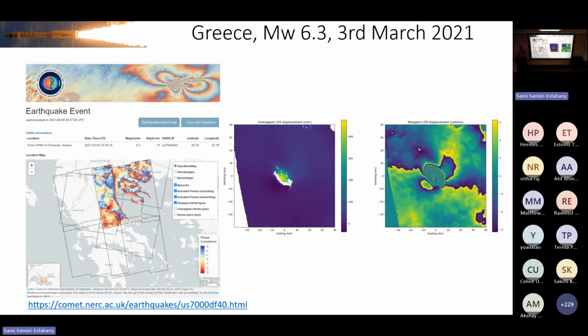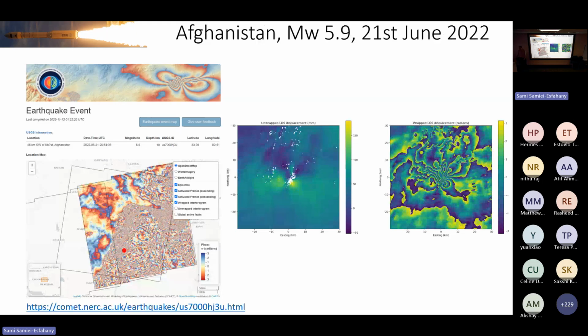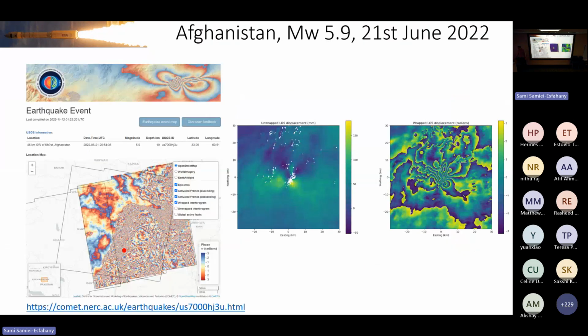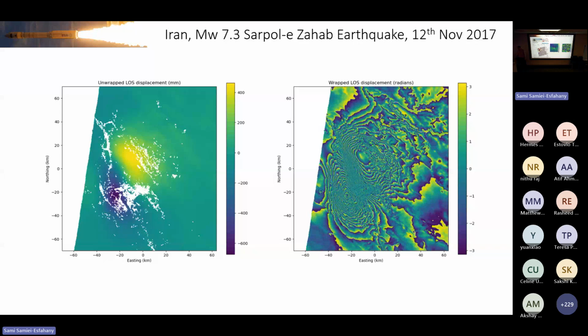There was the 2021 Greece earthquake, magnitude 6.3, an Afghanistan earthquake, magnitude 5.9, so towards that smaller end, with a lot of noise in the data, see there. And then also another one from Iran in 2017, really quite a large earthquake. So I think that's all of them.